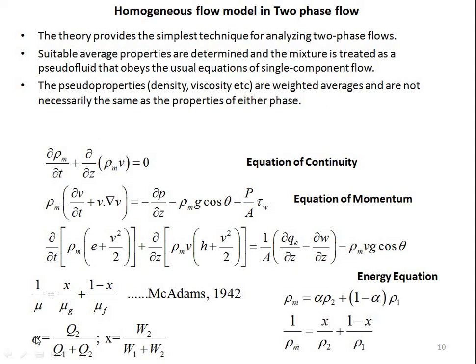McAdams derived this correlation in 1942 for determining two-phase flow viscosity: 1/μ = x/μ_g + (1−x)/μ_f. X is the quality of the flow, the mass fraction, that is, the mass flow rate of phase 2 in comparison to the total mass flow rate is given by x. This is the McAdams definition. Alpha deals with the volumetric flow rate of phase 2 relative to the total volumetric flow rate.